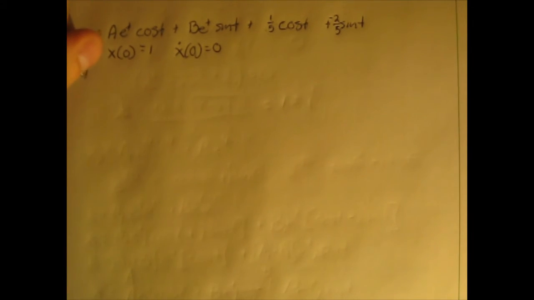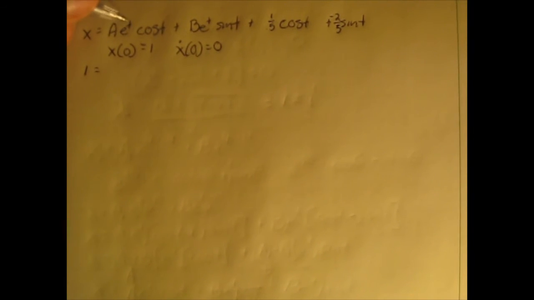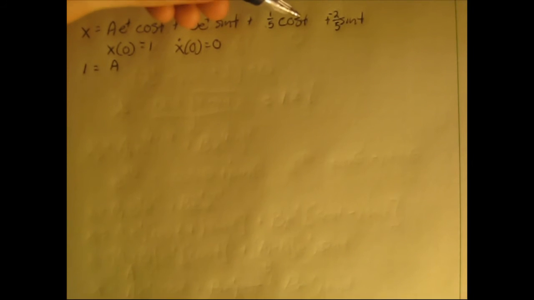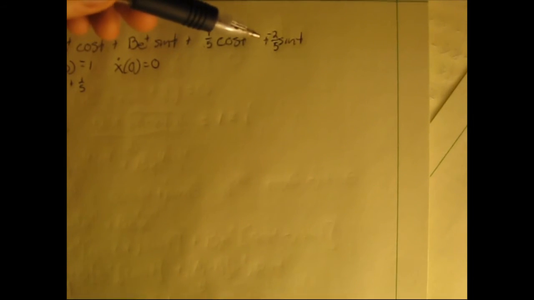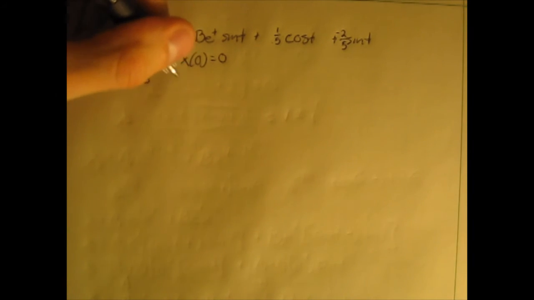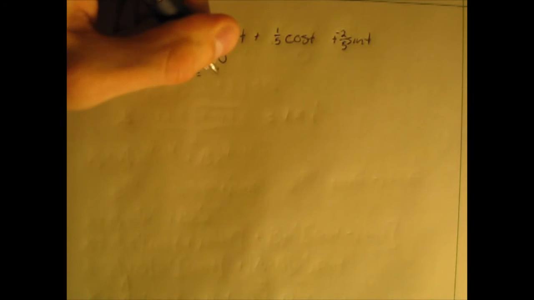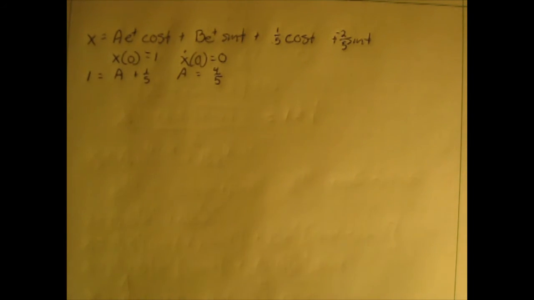So we have 1 is equal to, let's see, cosine of 0 is 1, e to the 0th power is 1, so therefore we get a. Now the b term, sine of 0 is 0, so that whole thing goes away. Cosine of 0 is 1, so that'll be a fifth. And then the sine term right here just goes away when we plug in 0. So, therefore, we know that a equals 4/5. There we go. That's one of them.